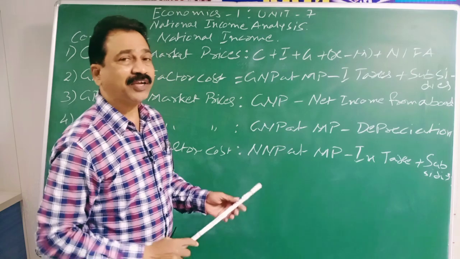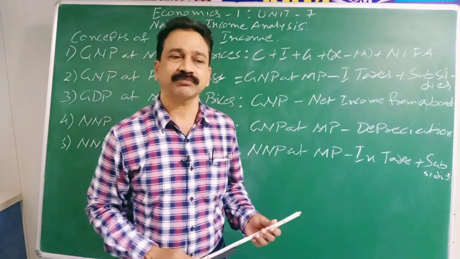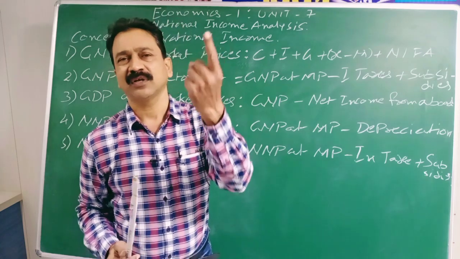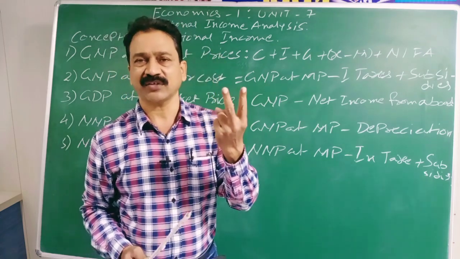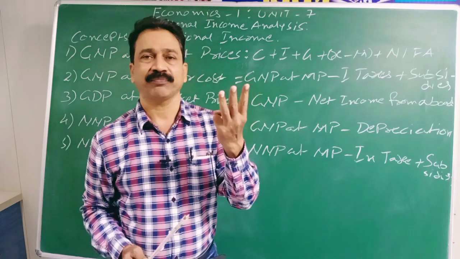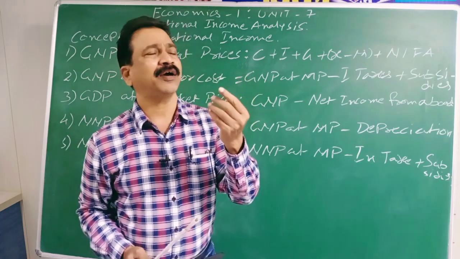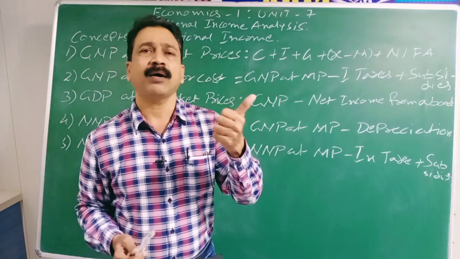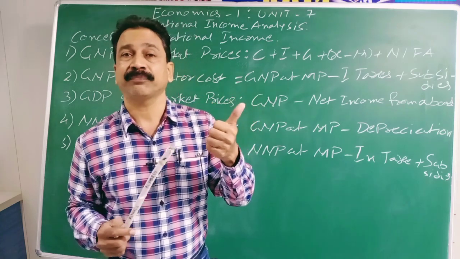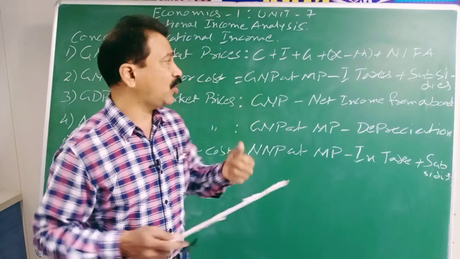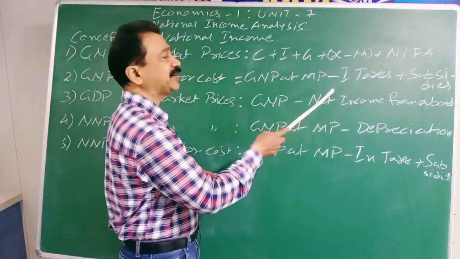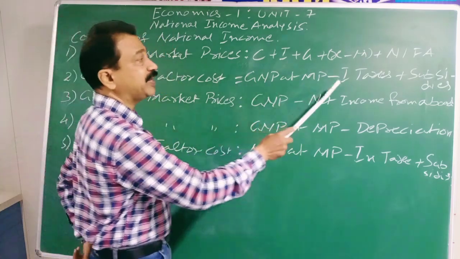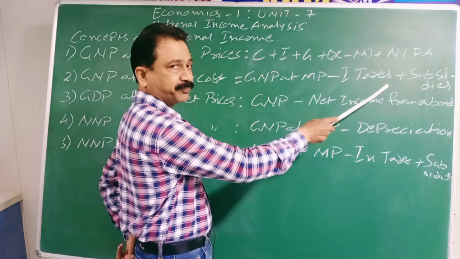From this, we need to remove indirect taxes. What is meant by indirect tax? There are plenty of taxes: sales tax, octroi tax, customs duty, excise duty, and nowadays the new one, GST, dumping, anti-dumping duty. All these are included in indirect taxes. So whatever the GNP at market prices, from this we need to remove indirect taxes.